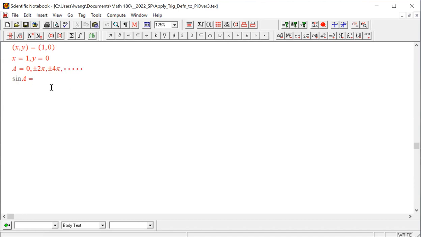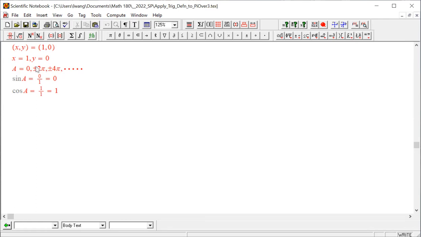So for this kind of A, sine A is going to be what? It's going to be y over r. Y is 0, so 0 over r equals 0. How about cosine? Cosine of one of these angles is going to be x over r, right? X is 1, so 1 over r is going to equal 1.